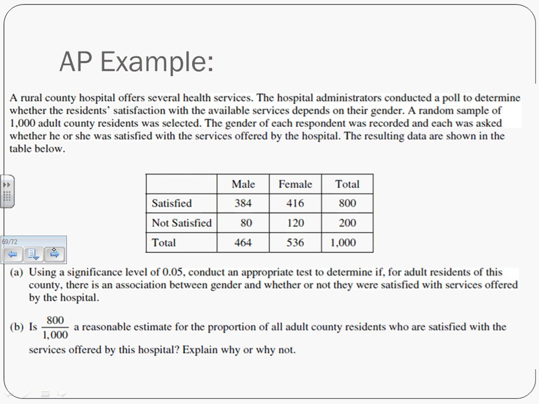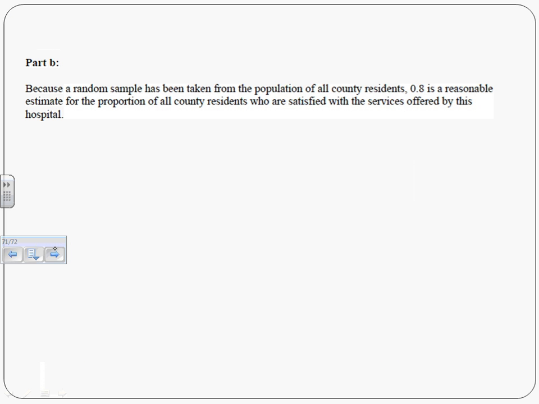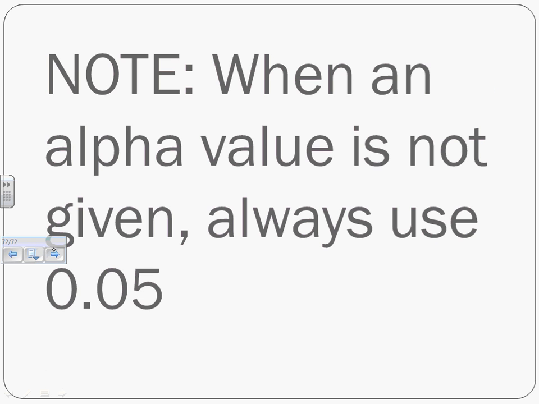So let's see if you can do this one and then pause, and you can check. Pretty much everything we've been doing. Nice and big for you. When you don't know alpha, then you can always use 0.05.